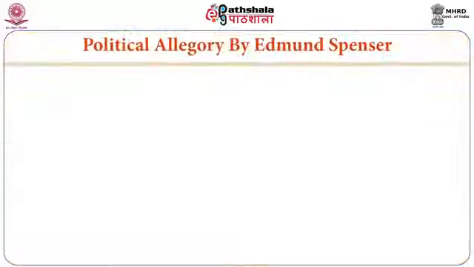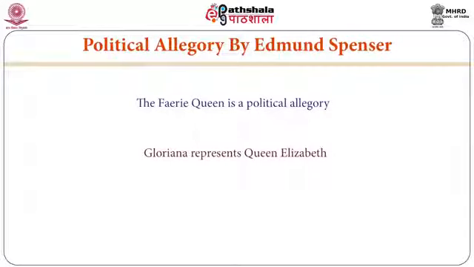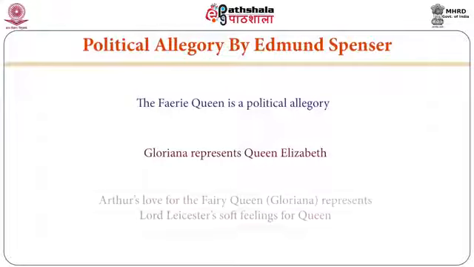Now friends, political allegories were very prominent at the time, mostly by Edmund Spenser. The Faerie Queene became a very popular text and was written as a political allegory. Gloriana represents Queen Elizabeth. The author's love for Faerie Queen Gloriana represents Lord Leicester's soft feelings for the Queen.